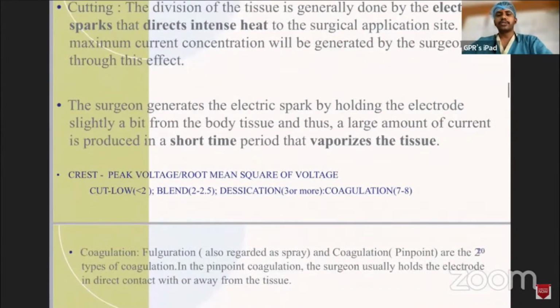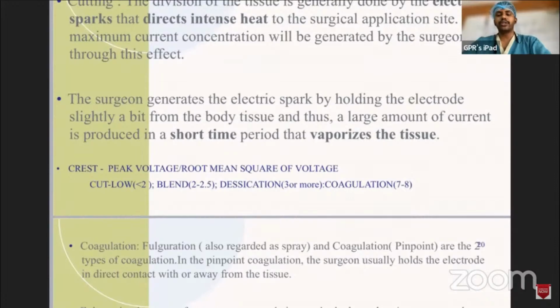The only thing I want to talk about is the crest factor, which is the peak voltage of the electric current divided by the root mean square of the voltage. The value determines the amount of energy dissipated to the patient's body. For a cutting current, it is usually low, almost 1.4 to 2. For a blended current, it is around 2 to 2.5. For a desiccation mode, the crest value is 3 or more. And for direct coagulation, it is around 7 to 8.